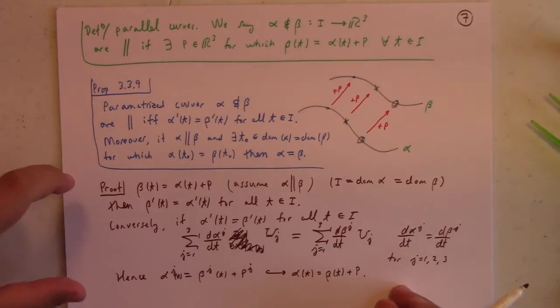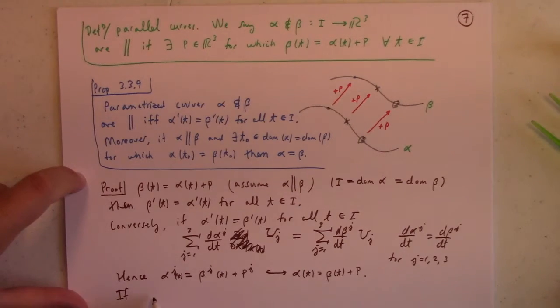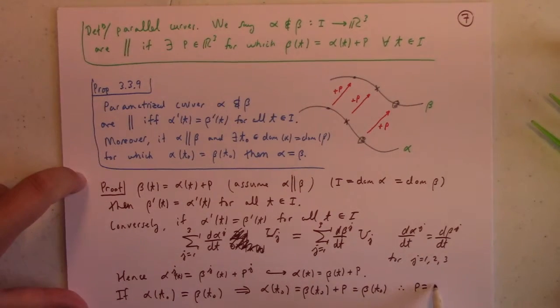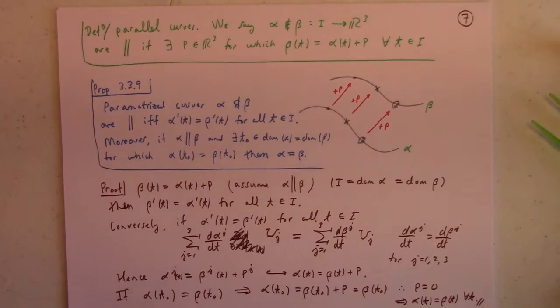And then finally, if alpha of t naught is equal to beta of t naught, and they're parallel, that implies that alpha of t naught is equal to beta of t naught plus p, but that's also equal to beta of t naught. So therefore p is equal to 0, and so thus alpha of t is equal to beta of t for all t. And that completes the proof.